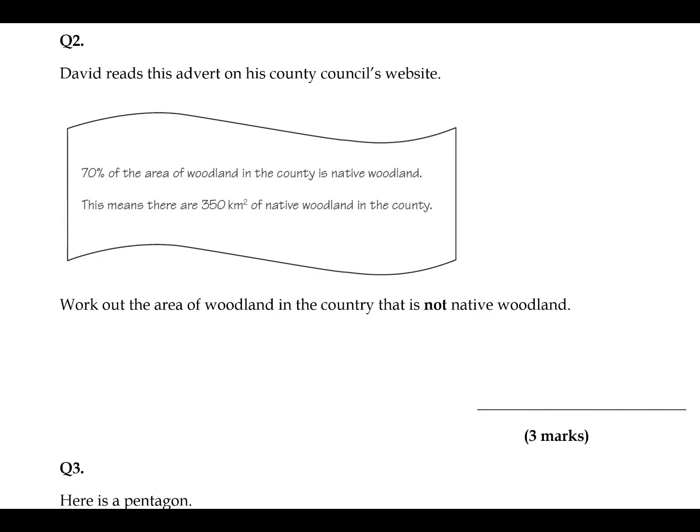Question 2. David reads this advert on his county council's website. 70% of the area of woodland in the countryside is native woodland. This means there are 350 square kilometres of native woodland in the county. Work out the total woodland in the county that is not native woodland. So we've got a relationship between native woodland and not native woodland. We know that the native woodland is 70% and it goes to 350 kilometres squared. So the not native that we've been talking about is 30%.